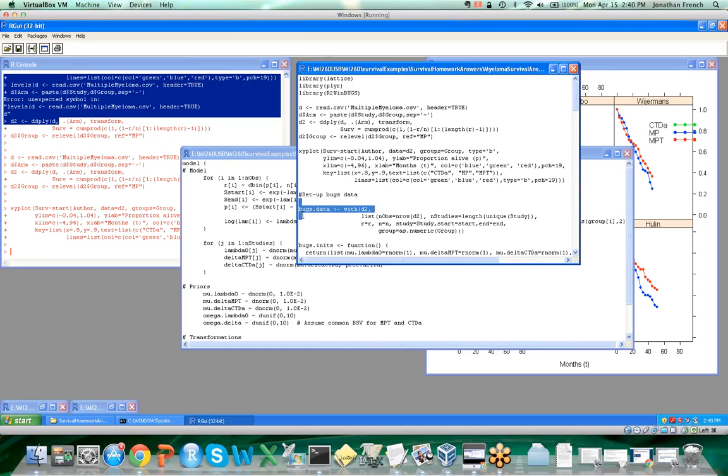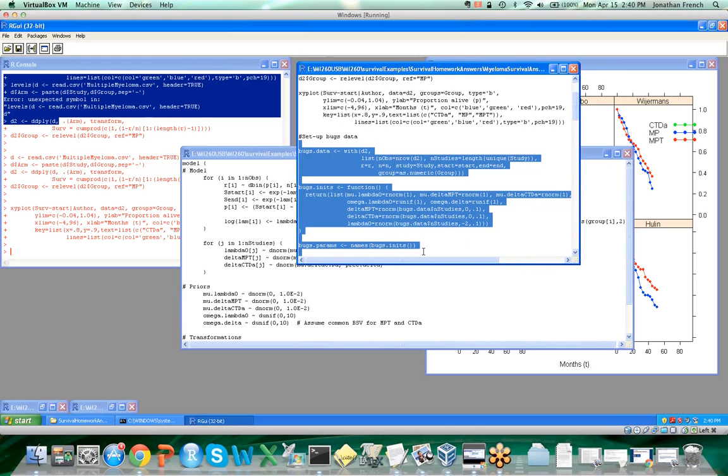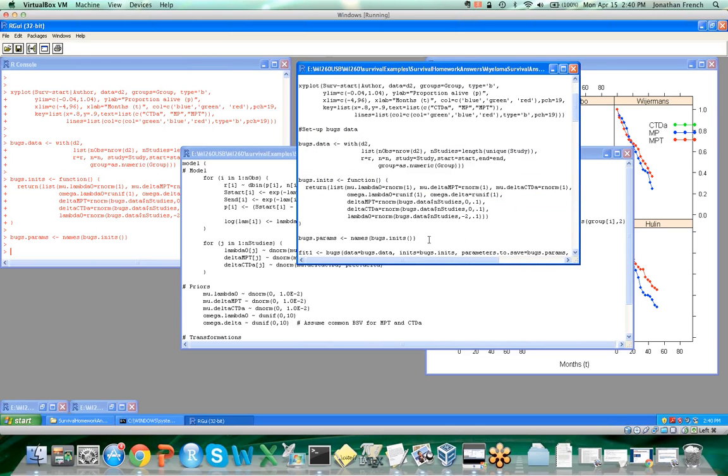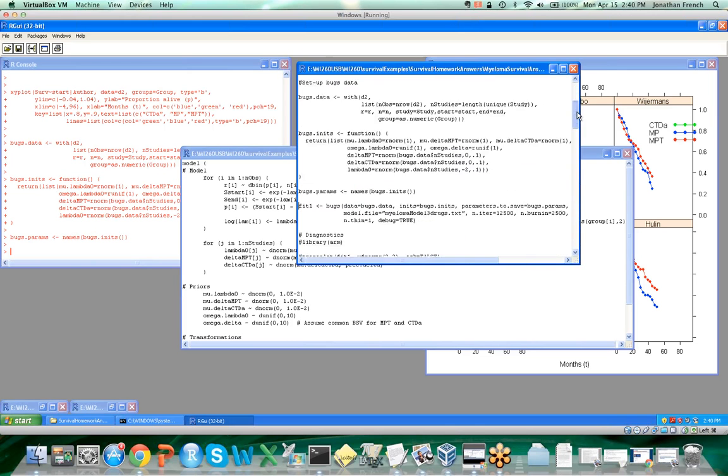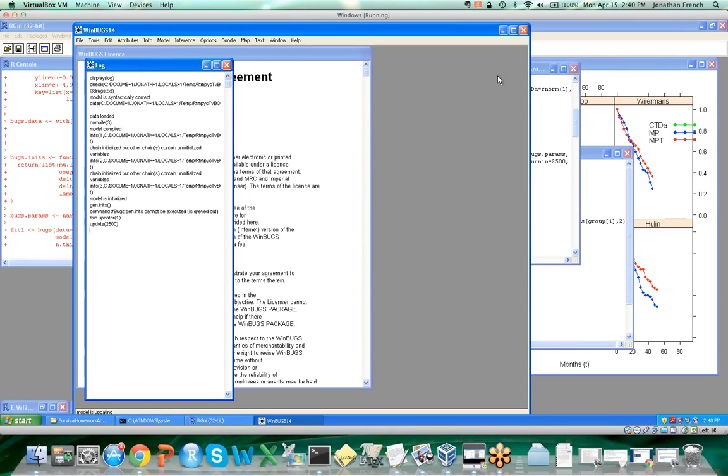Okay, so we can go ahead and run this model. We'll set up the data and the initial values and the parameters that we want to monitor, and then go ahead and run this. While that's running, I'll check and see if there are any questions.